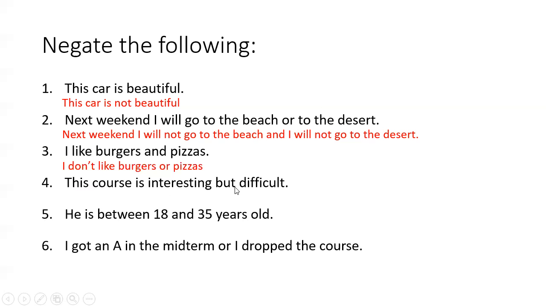All right, how about this one? This course is interesting but difficult. Now, when we look at but, it's like an and. So the opposite is going to be, this course is not interesting or difficult. It's neither, right? It's not interesting or difficult. The but was like an and.